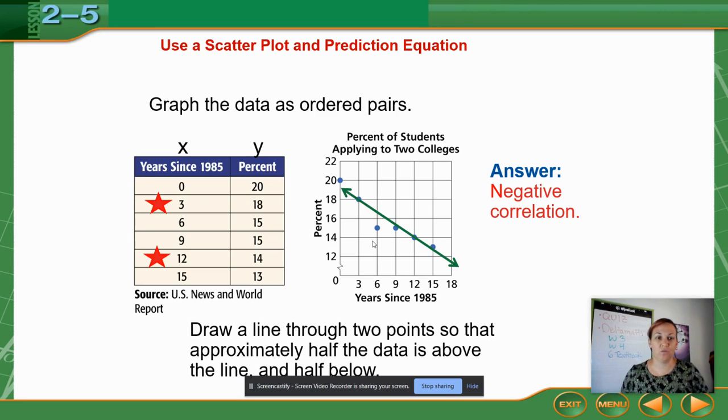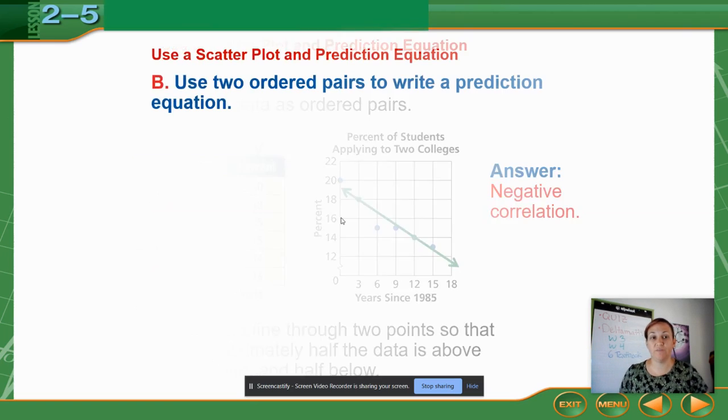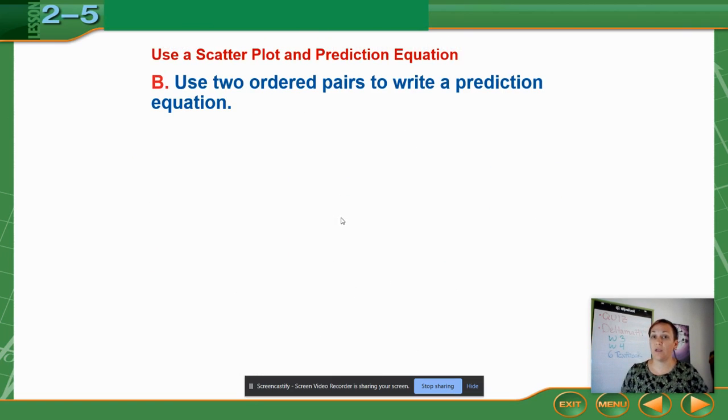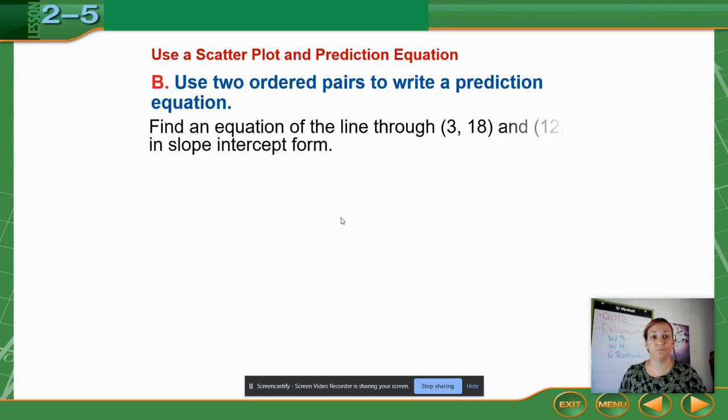Once you've determined which two points you're going to use for your line of best fit, now you can write what's called a prediction equation using your two dots to write an equation for that line. We usually write our prediction equations in slope-intercept form. This is actually what we were learning the past couple days, how to write an equation in slope-intercept form given two ordered pairs. So this is similar to our monster problem. We always start this problem by finding the slope.